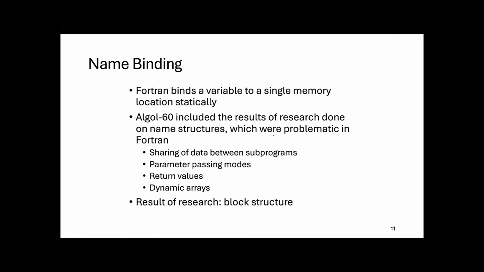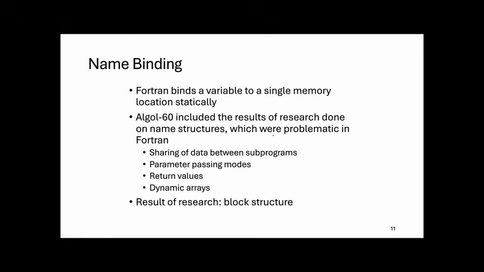Okay, so let's move on to naming. How does name binding happen in Algol, and when exactly does it happen? In Fortran, a variable is bound to a single memory location statically. So at the beginning, when you execute the program, this is happening statically. You have a specific location assigned to that variable.